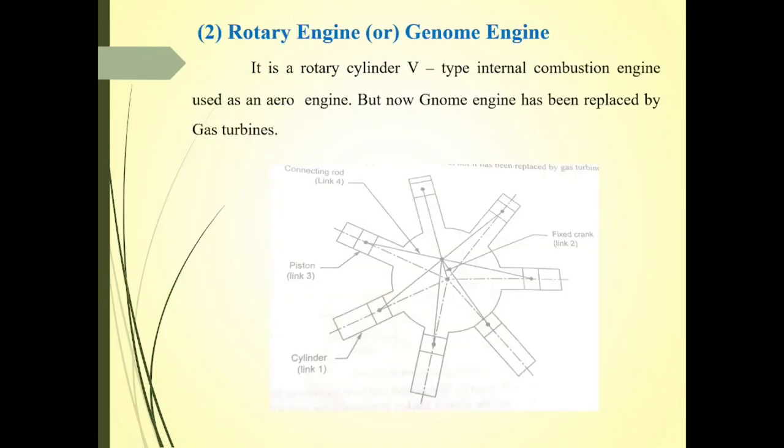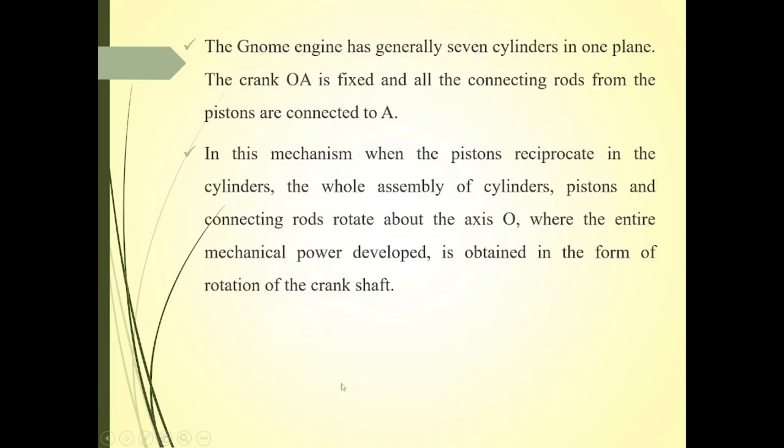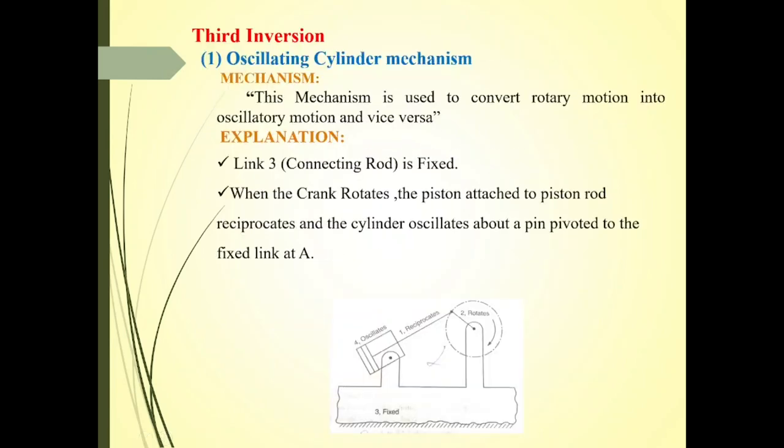Next one is the rotary engine or Gnome engine. In this type of rotary engine, we have multiple cylinders, and at the same time all the cylinders work one by one. That is another application. Next, the third inversion, the oscillating cylinder mechanism, by using the third inversion of slider crank chain mechanism.